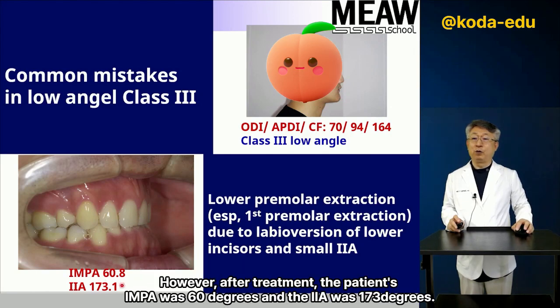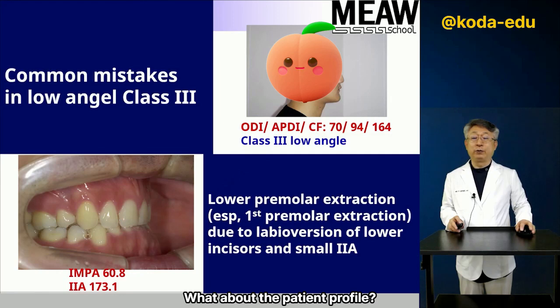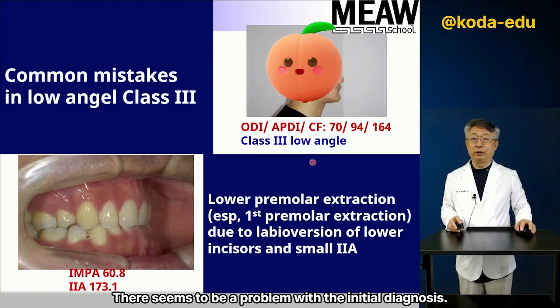However, after treatment, the patient's IMPA was 60 degrees and the IIA was 173 degrees. What about the patient profile? Chin looks more protruding. There seems to be a problem with the initial diagnosis. This patient should have been treated non-extracted.